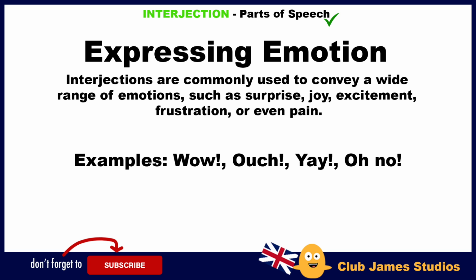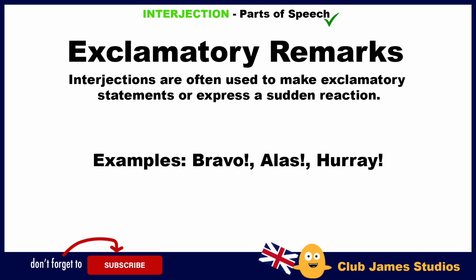Expressing emotion. Interjections are commonly used to convey a wide range of emotions such as surprise, joy, excitement, frustration, or even pain. Examples: wow, ouch, yay, oh no. Exclamatory remarks. Interjections are often used to make exclamatory statements or express a sudden reaction. Examples: bravo, alas, hooray.